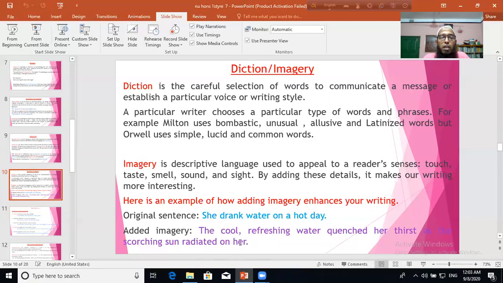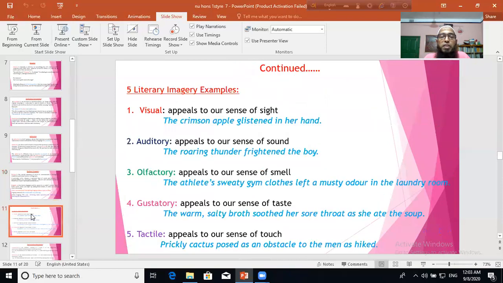So you see, now this is giving the image, the picture. When we read this sentence, we feel that we are seeing the cool, refreshing water quenching her thirst as the scorching sun radiated on her. So it's a very picturesque description here. That is an example of imagery, use of images.